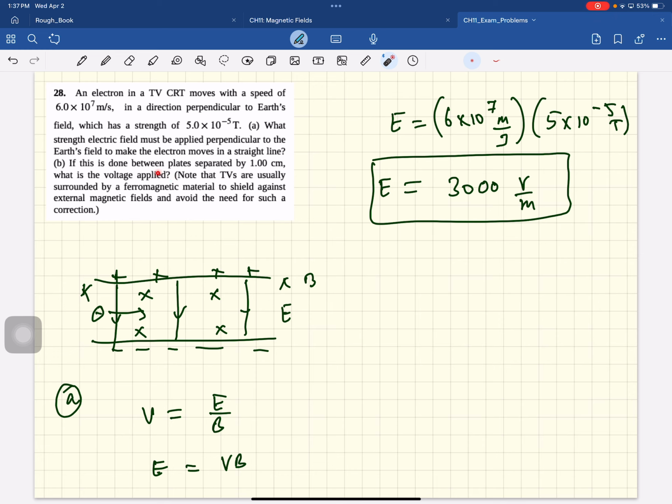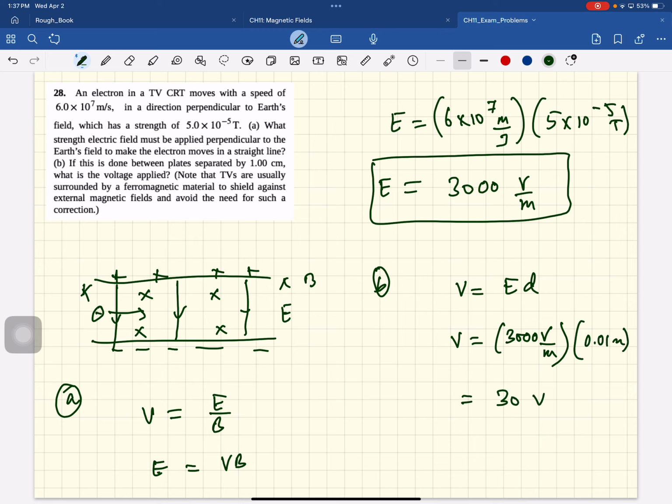If this is done between plates separated by 1 centimeter, what is the applied voltage? Okay, so part B, voltage equal to E times D, so voltage is 3,000 volts per meter times D, which is 0.01 meter, 30 volts. Okay. By the way, this is voltage, and that's the units.